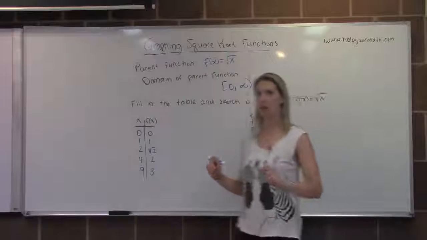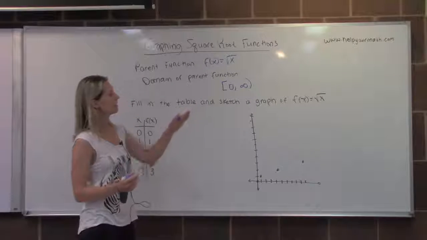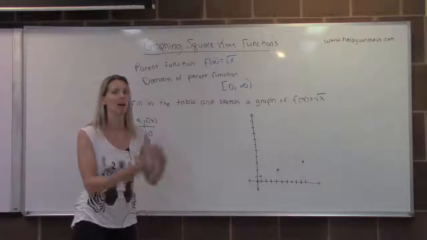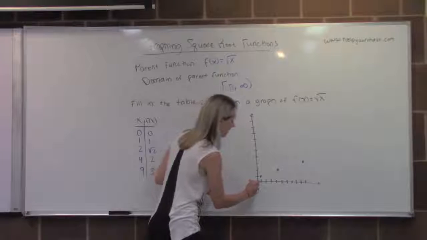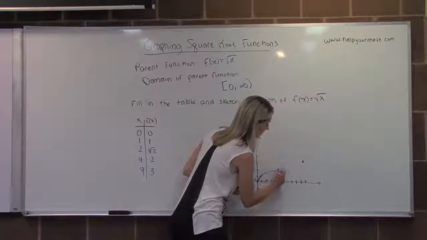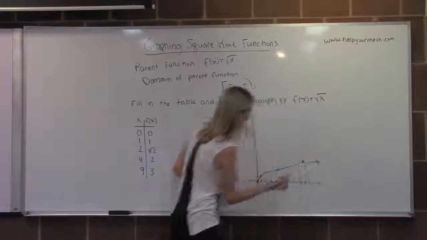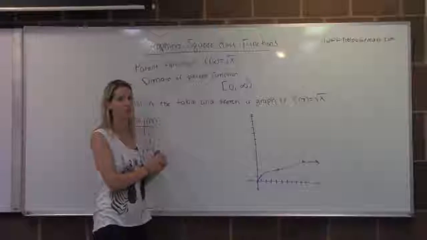As you may know, I am not very good at drawing things. So it should be just a nice curve. The curve is increasing. It's taking a while because it's the square root, so it's not moving very quickly, but it is increasing. Well, that wasn't so bad. And so that would be our parent function. In the next video, we're going to look at some transformations.